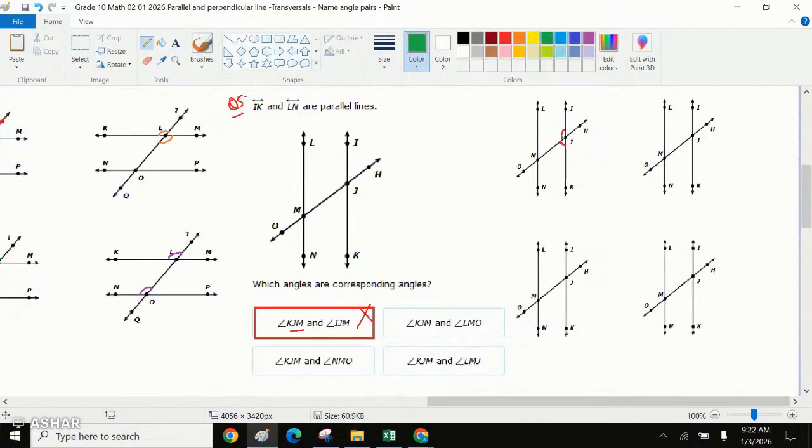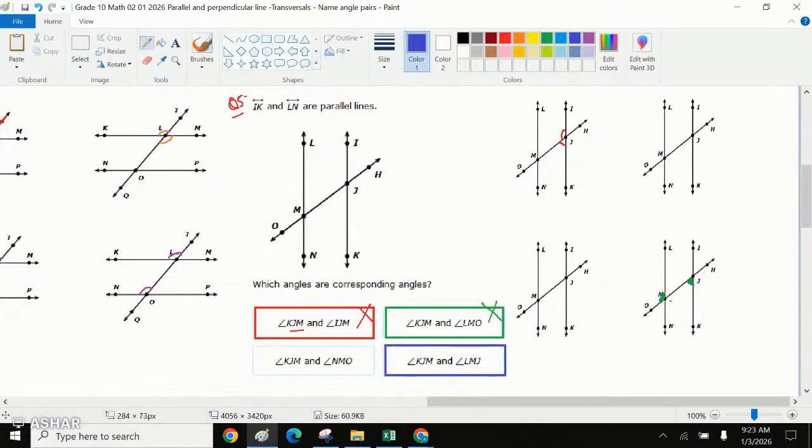The next option we have is KJM. Where is K, J, and M? This was the angle LMO. They are not corresponding, right? It's not forming an F, right? It should be on this side. It's still not. Moving to the next.